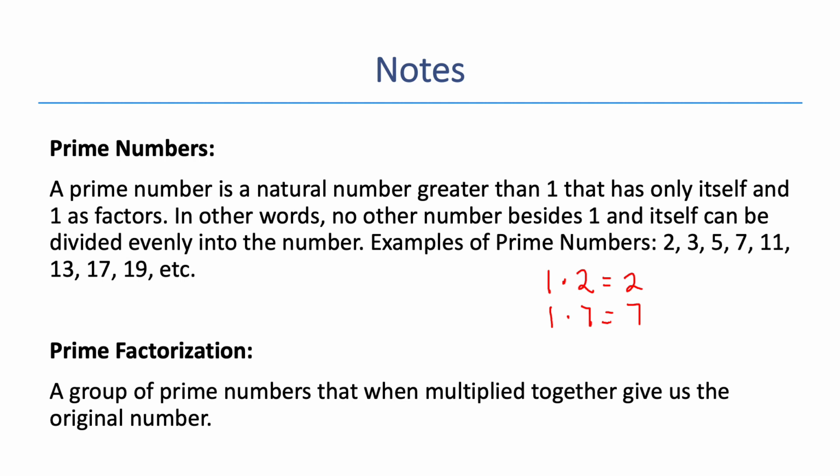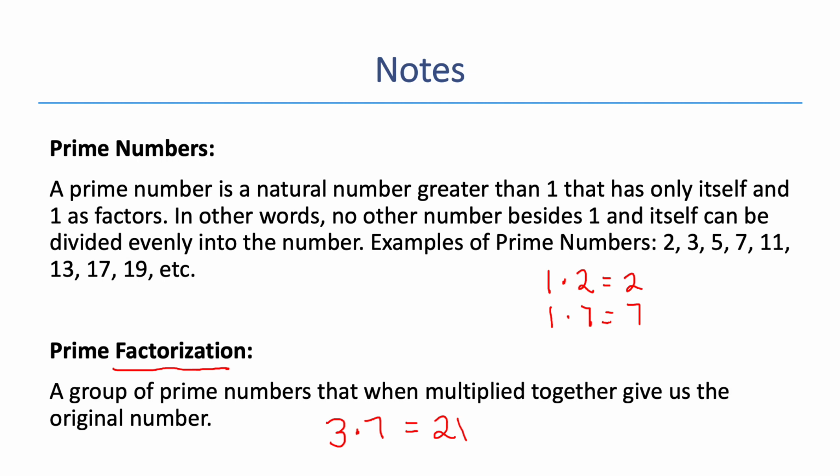Prime factorization is the group of prime numbers that when multiplied together give us the original number. For instance, 3 times 7 gets us 21. 3 and 7 are prime numbers, so this is the prime factorization of the number 21.